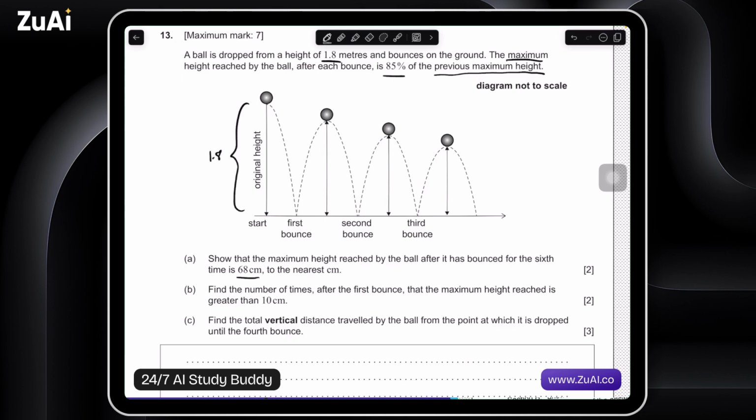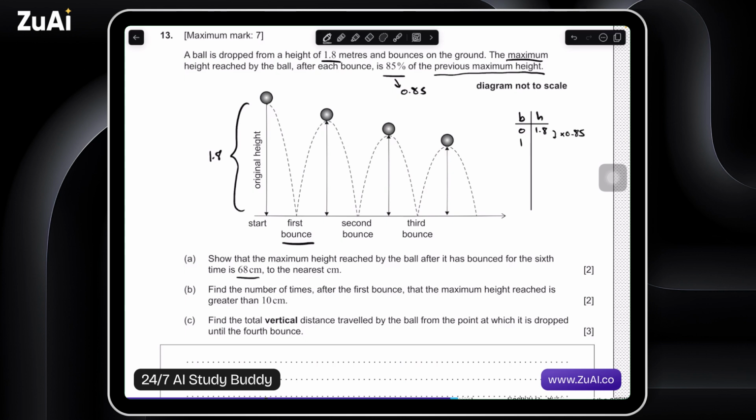and then each time afterwards it only rises to 0.85 or 85% of its previous height. So if we were to write an equation for this, and let's say this is the bounces and this is the height, what could we do? So 0 bounces, it's at 1.8. After the first bounce, it goes up to 1.8 times 0.85.